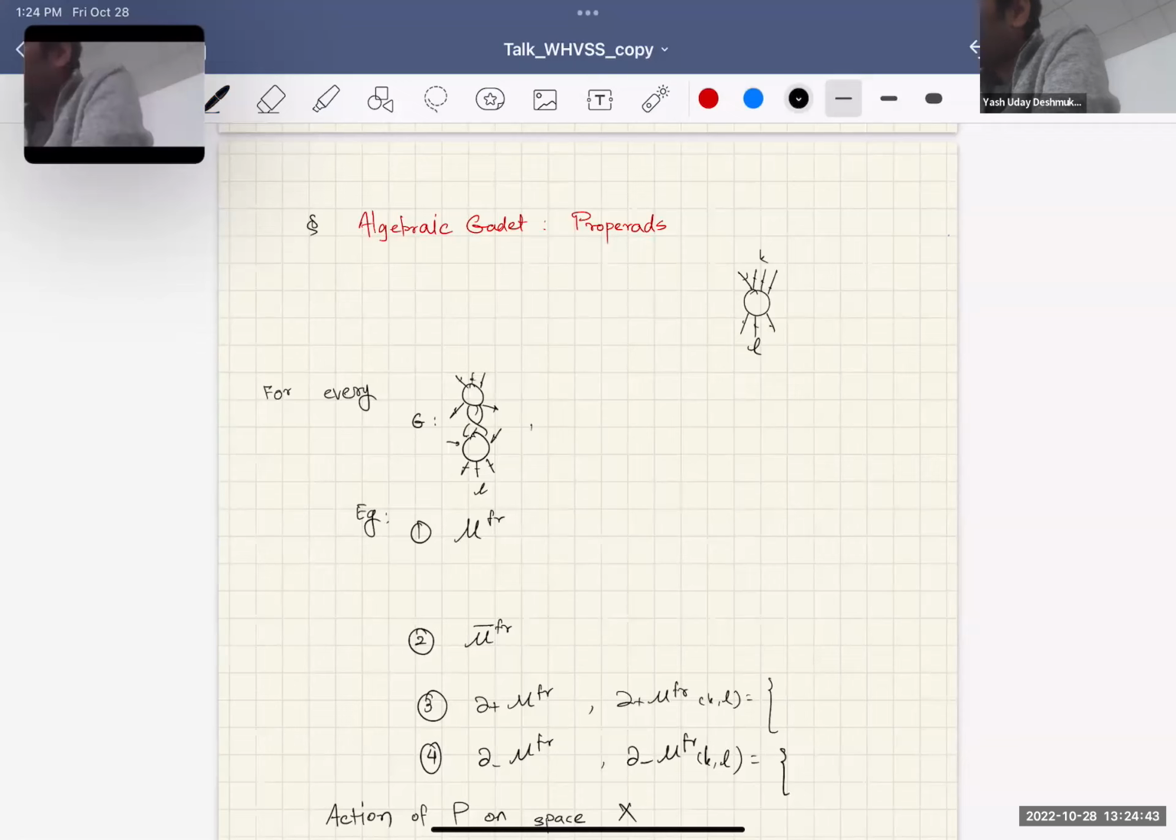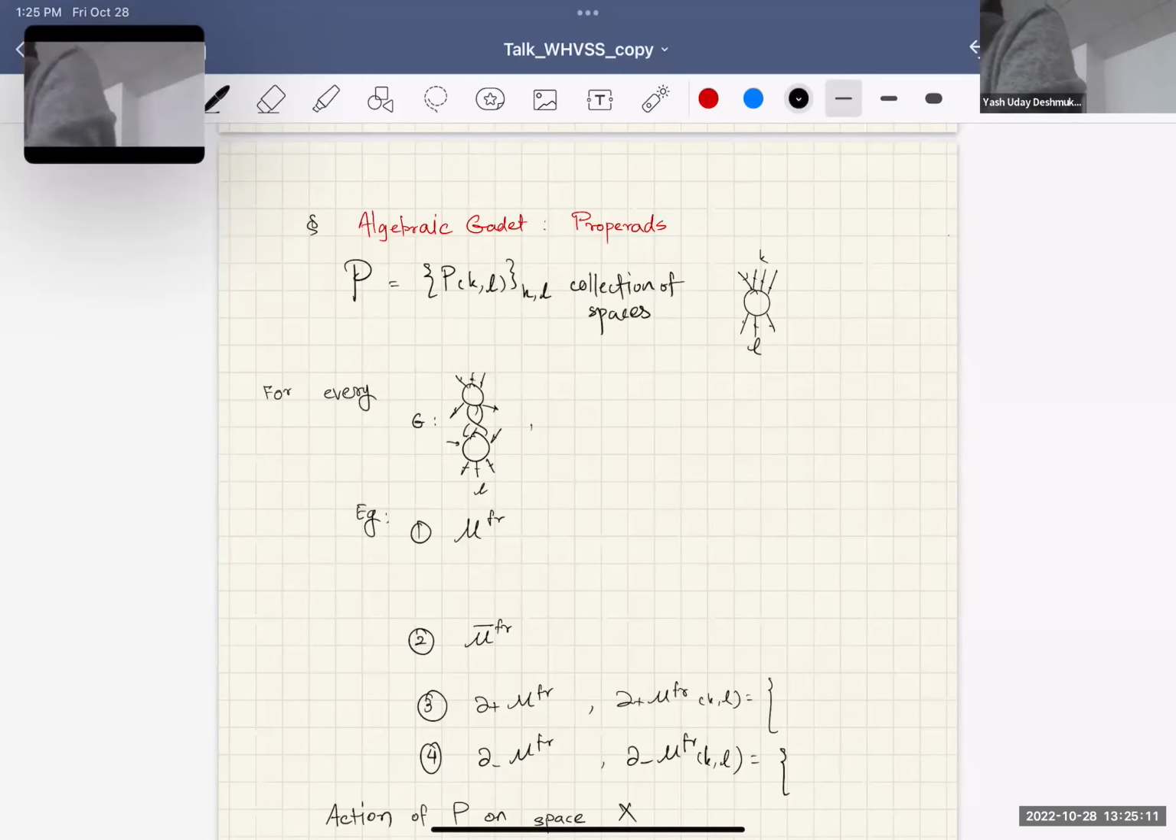So a prop P is going to be a collection of spaces P(K,L). For every pair of natural numbers K and L, you are going to have a space P(K,L), and we think of this space as the space of operations with K inputs and L outputs. Okay, this is a collection of spaces. And graphically, we think of it as I've indicated here on the right, as a graph with a single vertex with K input legs and L output legs.